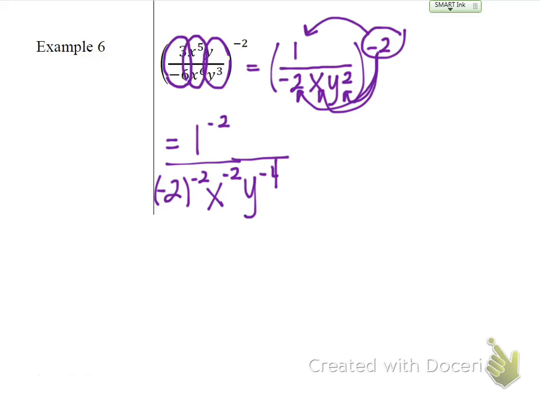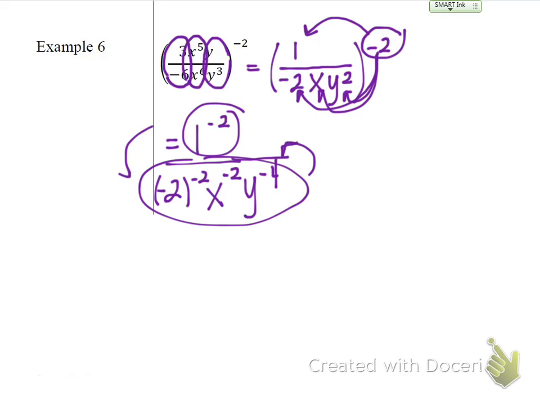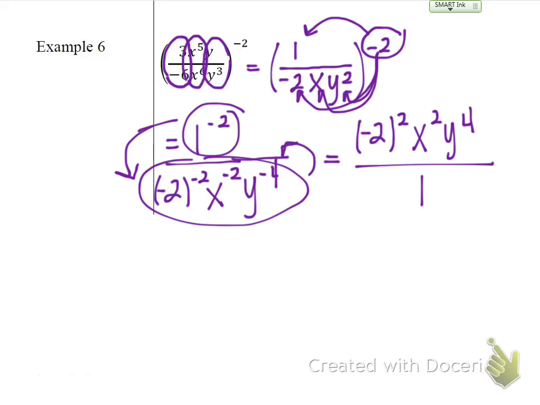Everything here is negative, so we have to actually move the entire denominator up and the entire numerator down. So this is going to give me in the numerator negative 2 squared, x squared, y to the 4th, over 1 squared. So ladies and gentlemen, simplified, that gives me 4x squared, y to the 4th, over 1, so I don't have to write it. So that's your answer.